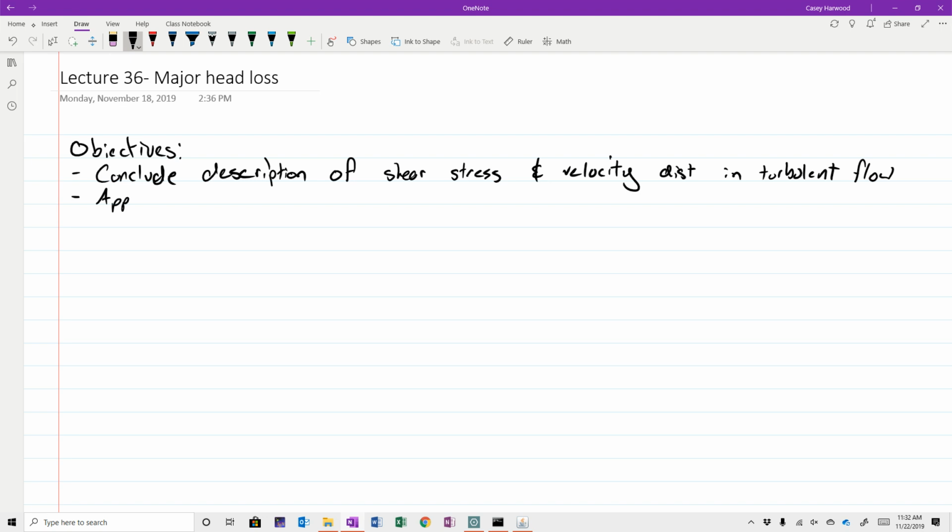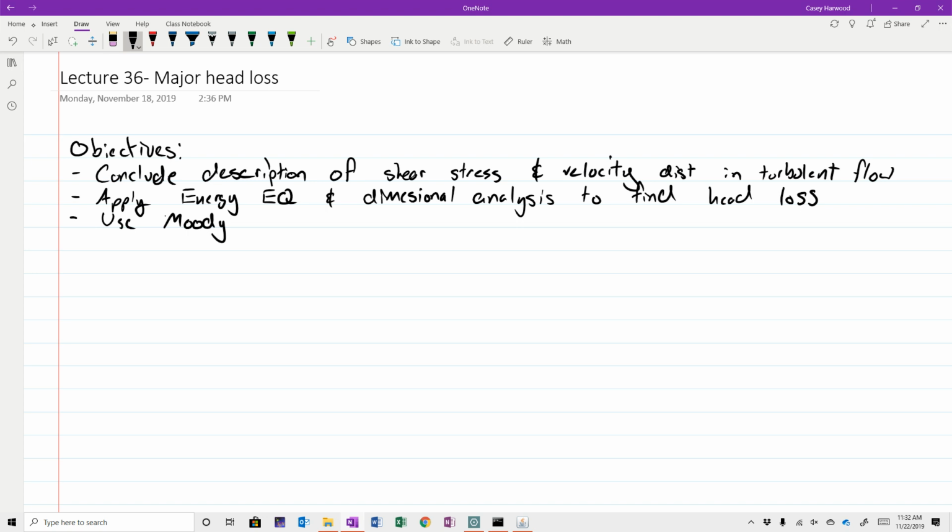Second, we're going to apply the energy equation and dimensional analysis to find head loss. And third, we're going to use the Moody diagram to calculate head loss in straight pipes. Okay.